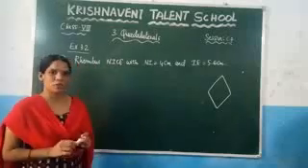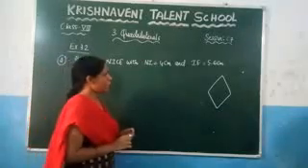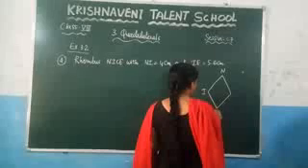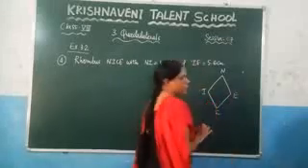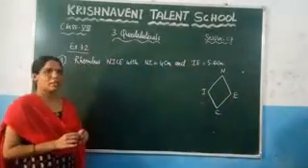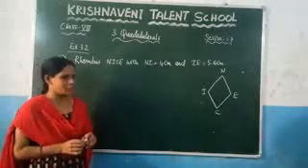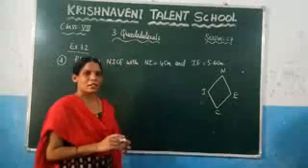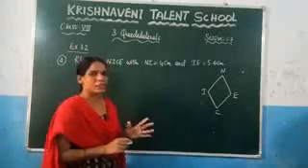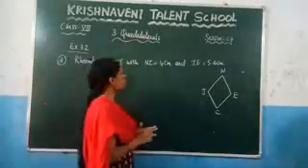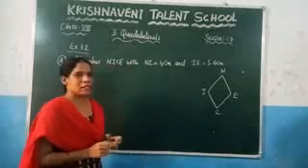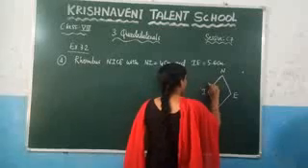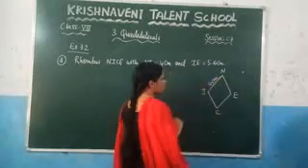Now write the measurements that we know here. They have given the name of the rhombus, which is NICE, so I have written NICE here. Now let us write what measurements we know. What is the first one? They have given NI is equal to 4 centimeters. So where is NI? This is NI. They have given the measurement, which is 4 centimeters.